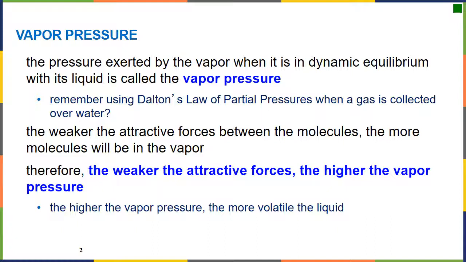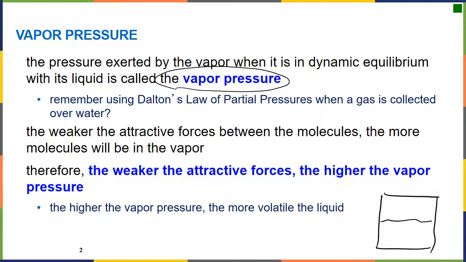We're going to start with vapor pressure. Vapor pressure, by definition, is the pressure of the gas, whatever it might be, over the liquid. So if we've got a nice liquid down here, we're going to have some of the vapor that is going to evaporate and it's going to go into the gas.